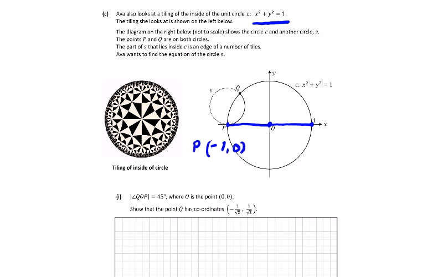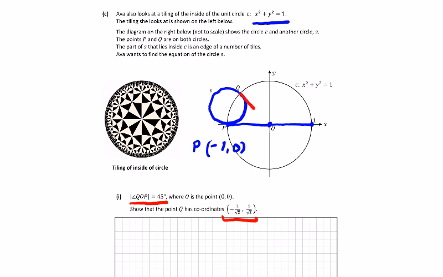And we're told the diagram on the right, not to scale, shows the circle C and another circle S, this circle S here. And we're given some information that P and Q are both on both circles, and Ava wants to find the equation of circle S. QOP is 45 degrees. Show that Q has these coordinates.